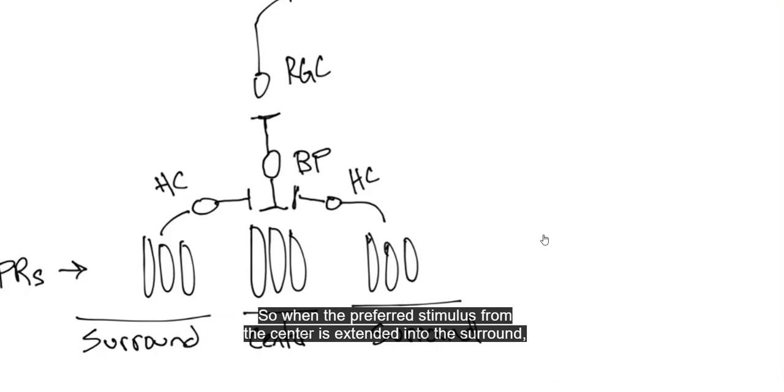So when the preferred stimulus from the center is extended into the surround, that stimulus, via inhibitory activity of these horizontal cells, inhibits the communication between photoreceptors in the center and the bipolar cell. But when the non-preferred stimulus is presented in the surround, this inhibition is diminished, allowing the preferred stimulus presented in the center to maximally excite the bipolar cell and thus the retinal ganglion cell.